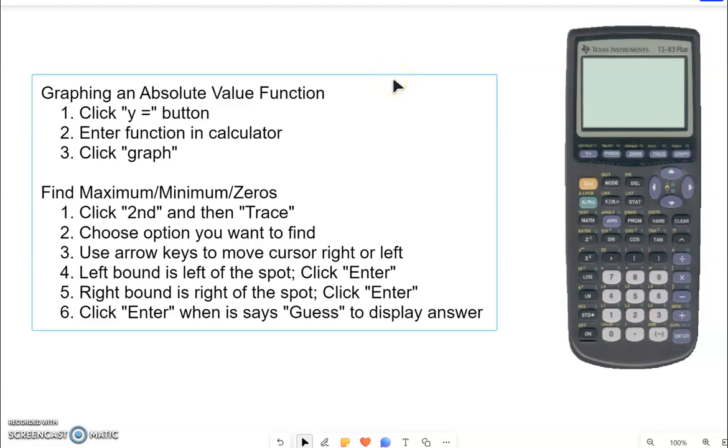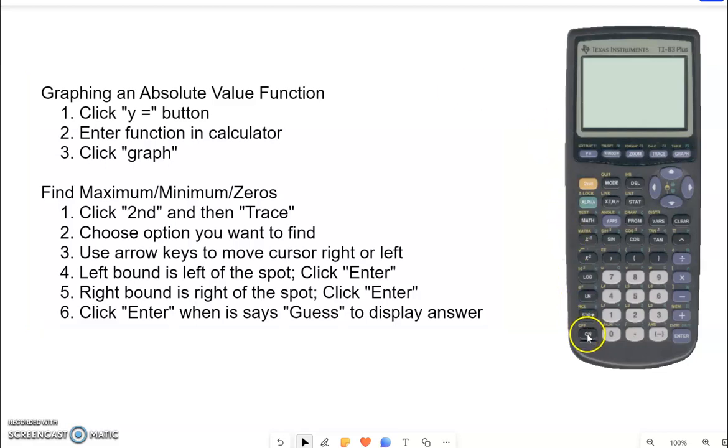In this video, I'm going to show you how to graph an absolute value function and then to be able to find some key features such as the maximum or minimum and the zeros. So the first thing we're going to do is turn our graphing calculator on, go to the Y equals. We're going to clear everything and we're going to enter the function into our calculator.